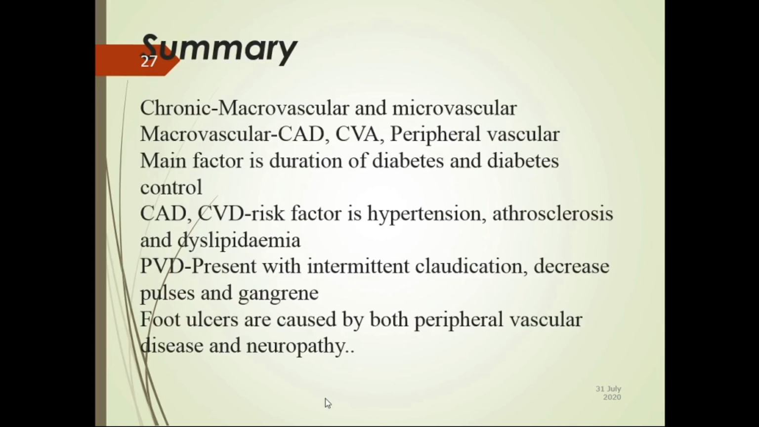And so we come to the end. So in summary, we have talked about macrovascular complications of diabetes in this session. The main factor in this is the duration of diabetes and diabetic control. Then of course we have the risks of hypertension, atherosclerosis, and dyslipidemia as being the major risk factors here. And then we've said that the foot ulcers are caused by both peripheral vascular disease and neuropathy.